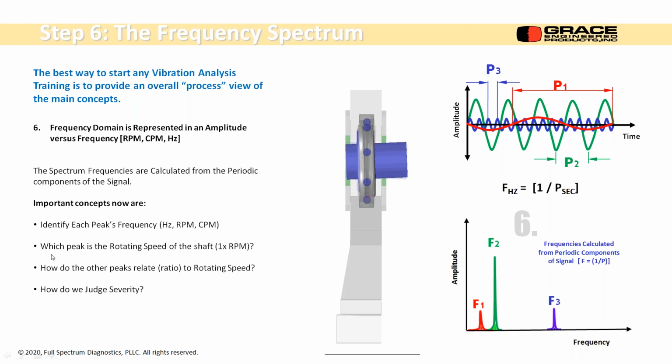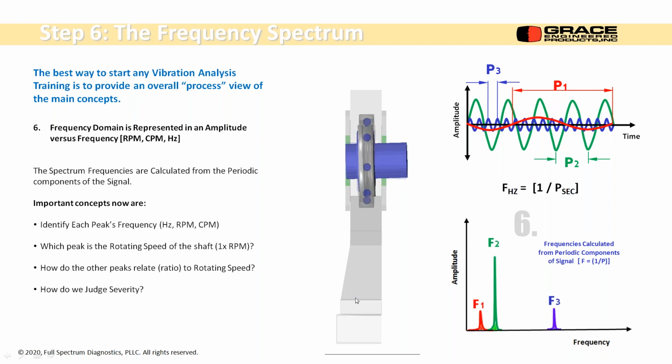What I want to do and what's important is to identify each peak's frequency. So I go in here and put my cursor on it, and it'll tell me what that frequency is. Now those will show up in the next step. Choose my parameter. It's either hertz or RPM or CPM. Usually RPM is reserved for just the rotating speed of the shaft, but RPM and CPM are basically the same unit. Cycles per minute, revolutions per minute, same deal.